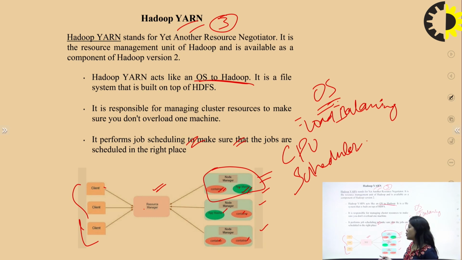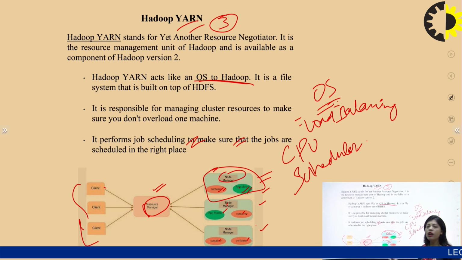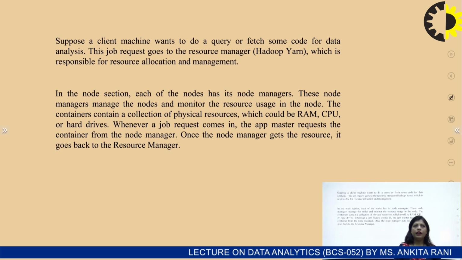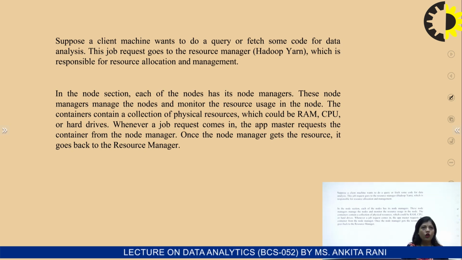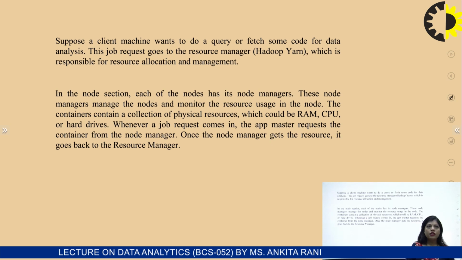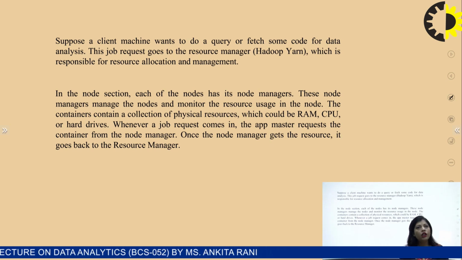So if the client requests any resource, the resource manager sends the request to the node manager. The node manager checks in its storage unit whether this app or data is available or not. If the data is available, it is sent back to the resource manager, and then the resource manager sends that data back to the client. Suppose a client machine wants to run a query or fetch some code for data analysis. This job request goes to the resource manager, which is responsible for resource allocation and management.